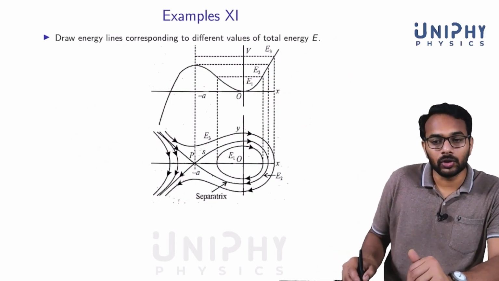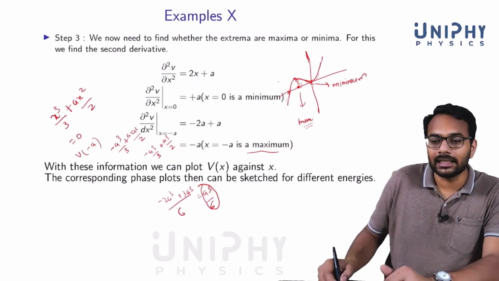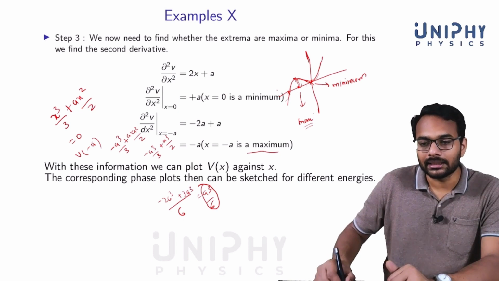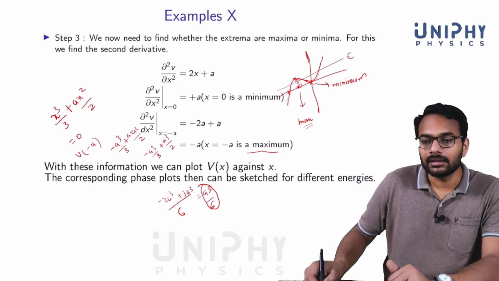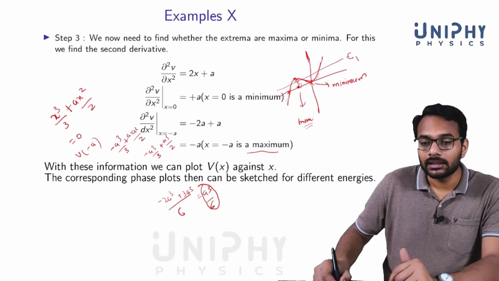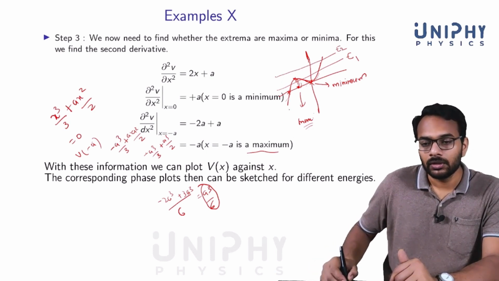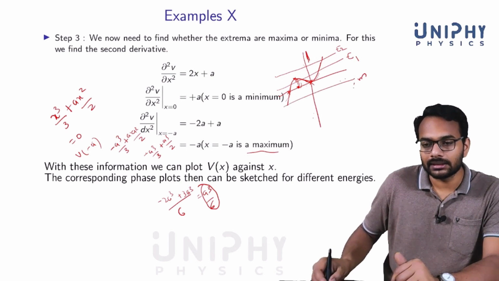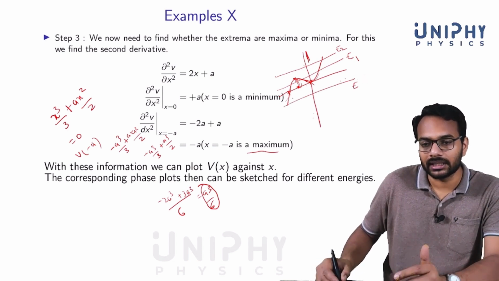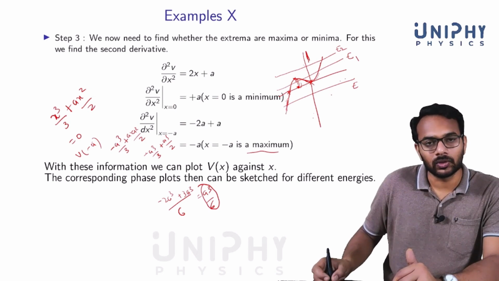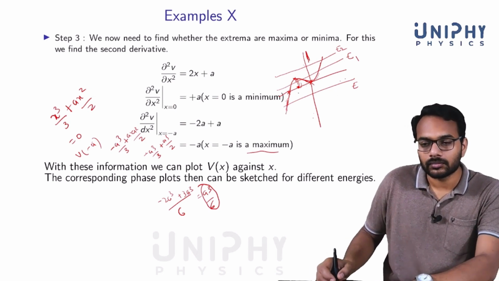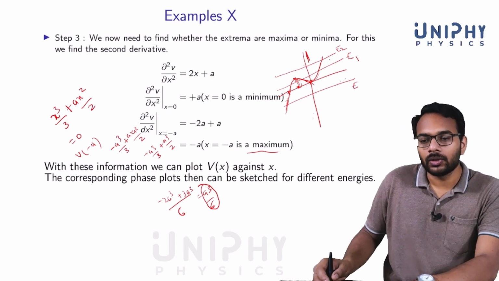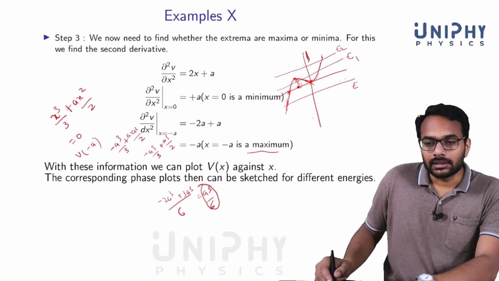Now we have to draw energy lines. Let's draw energy lines like this. We can have E, let's say this is E1. This is below this. We can have E2. We can also think of particles with energy, let's say, E less than 0. Let's imagine we can have particles with E less than 0 also. That's possible because the potential energy is negative. So that's how we have it here.